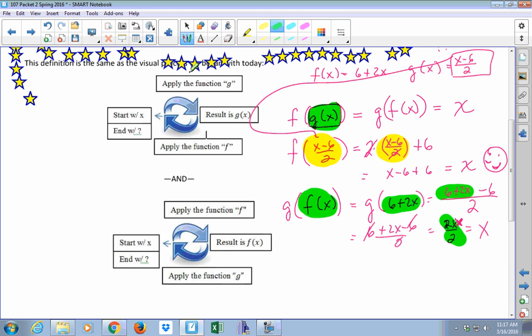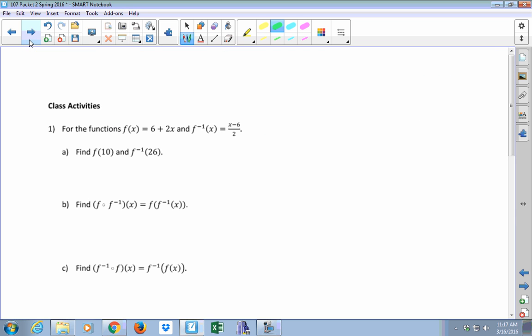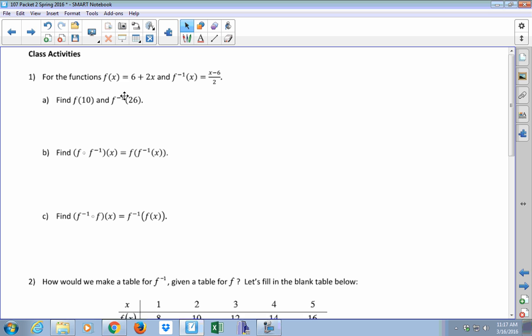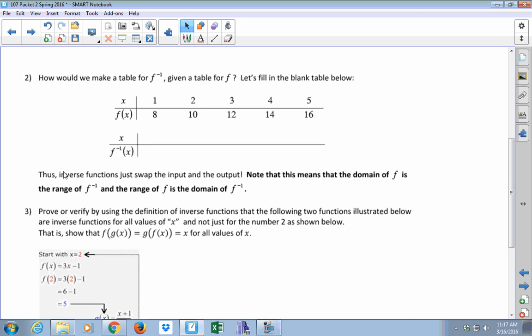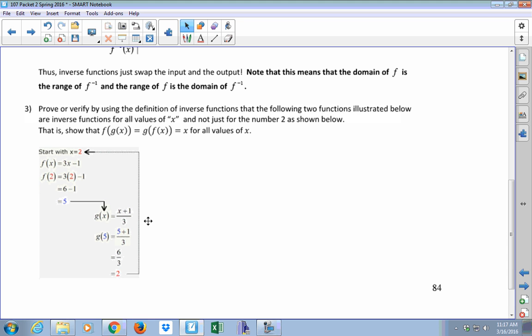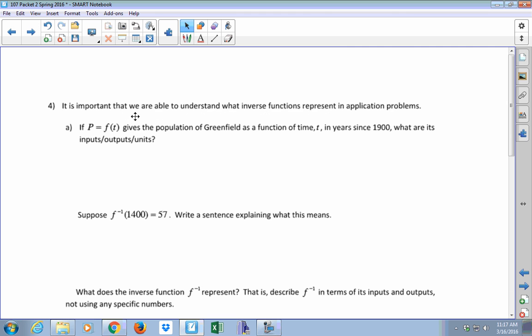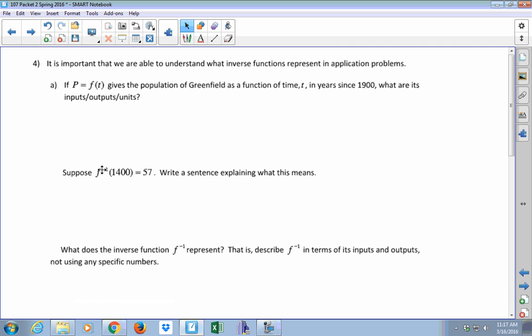All right. Any other questions? Okay, you're all set to start your class activities. I'd like to check before you go on. There's a couple of things I want to check today. One of them is number 3. When you finish number 3, where you have to prove that these two functions are inverses, please ask me to come over and check what you've done. I would like to check your language for the inverse right here.